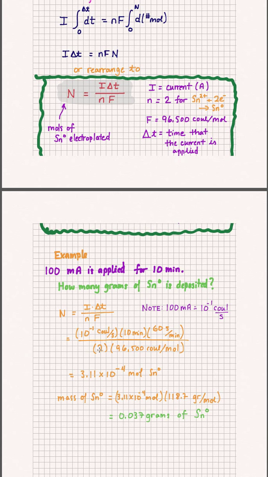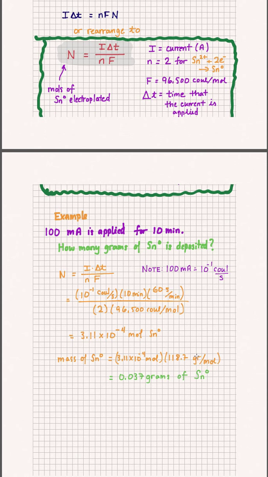In Sn2+ going to Sn, we have 2 electrons transferred. And lo and behold, it's a small number of moles. But if I multiply by the molar mass of tin, it's again a small number, a small mass, but milliamps, not very much.